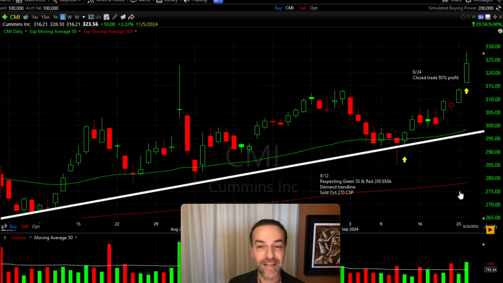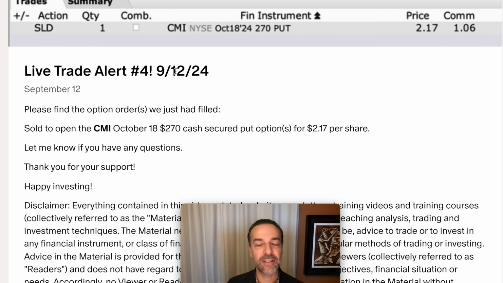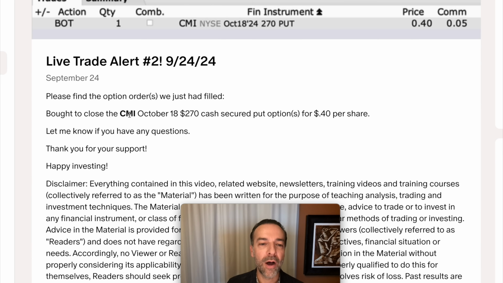So I felt very confident this would be a winning trade for me. And you know what? It didn't take long to turn into a winning trade. Fast forward less than 2 weeks and CMI experienced a nice advance of right at 10%. So although we had entered this trade on September 12th, we were prepared to be in it for about a month. On September 24th, we bought to close the position out for an 80% profit. We bought to close the CMI October 18th 270 put option and it only cost us 40 cents per share.